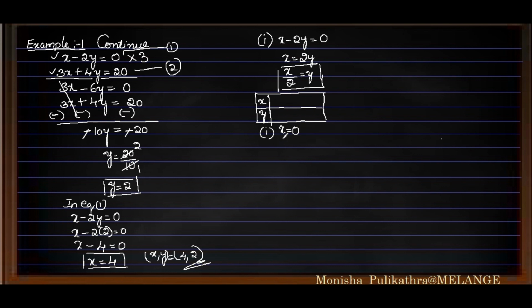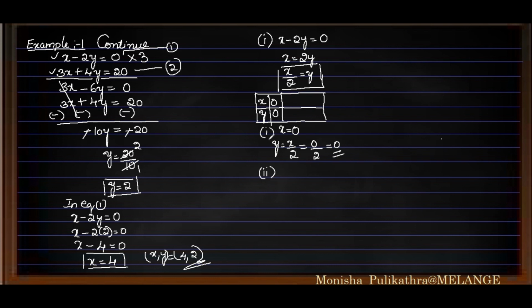If I substitute x is equal to 0 in this equation, the equation is y is equal to x by 2. Here in the place of x, I will be substituting 0. So 0 by 2 is 0 itself. So when I substitute x is equal to 0, y is also equal to 0. This is the first point.